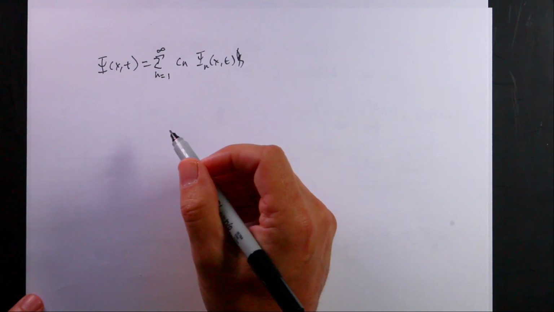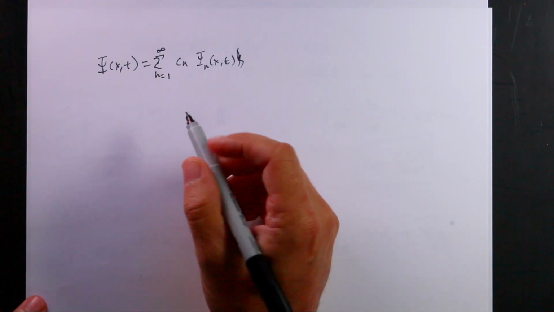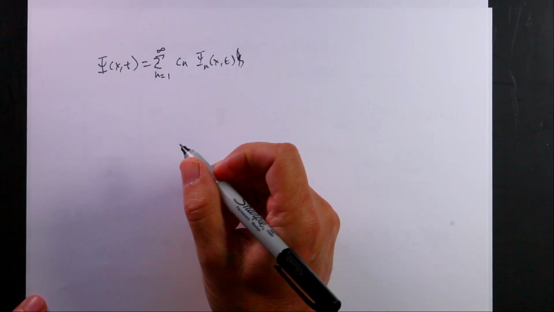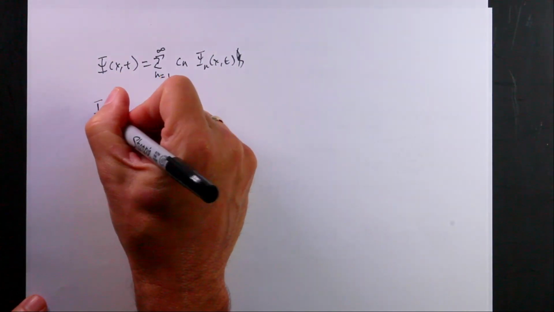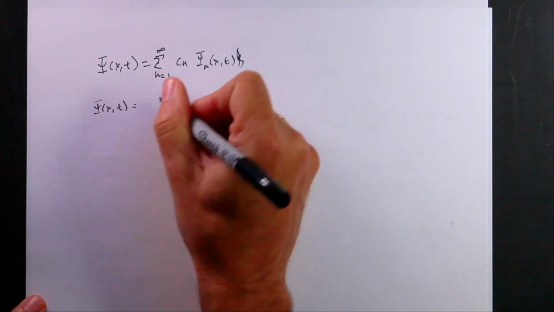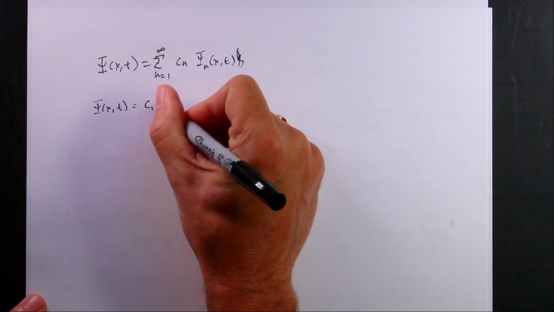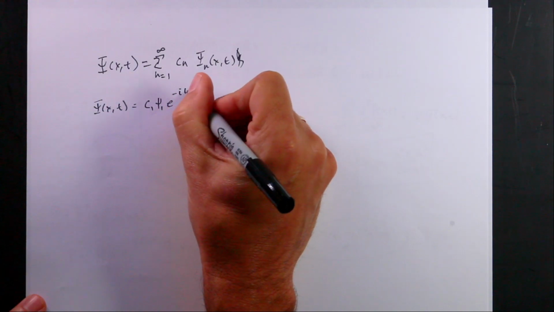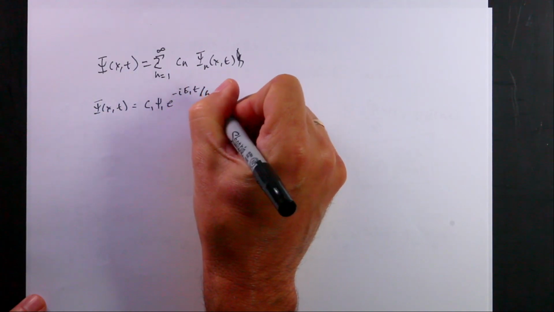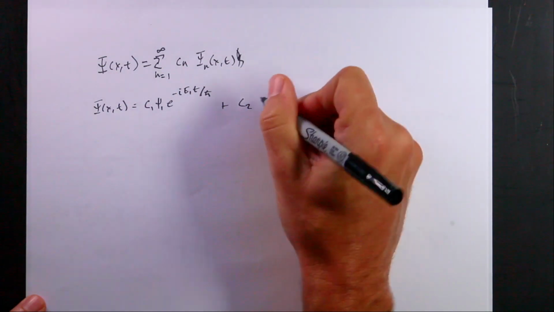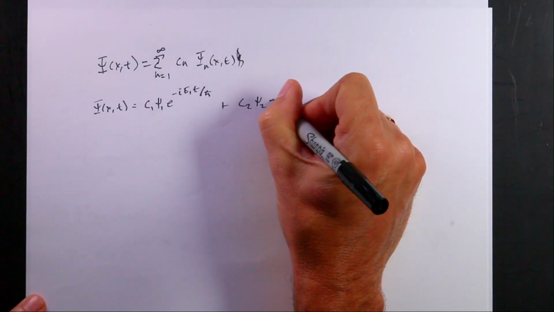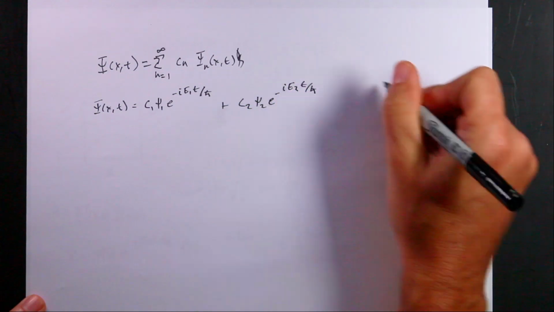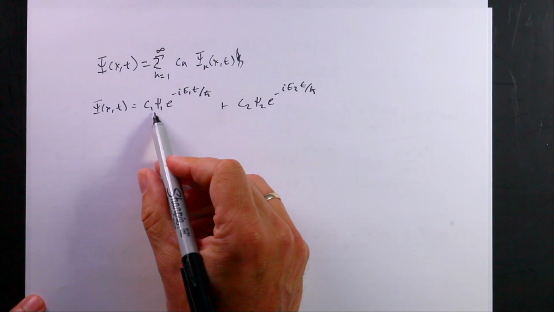And it turns out that's a non-stationary state. And so I want to plot that. So let's do the following. Let's say that we have two energy levels, 1 and 2. So I'm going to say psi of x and t is going to be equal to C1 psi 1 e to the negative i E1 t over h bar plus C2 psi 2 e to the negative i E2 t over h bar. So here I'm using energy level 1, here's energy level 2.